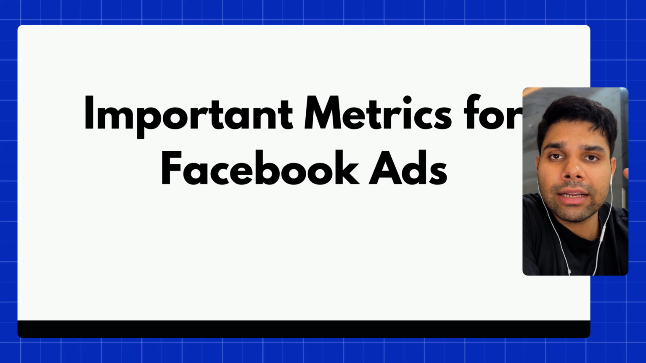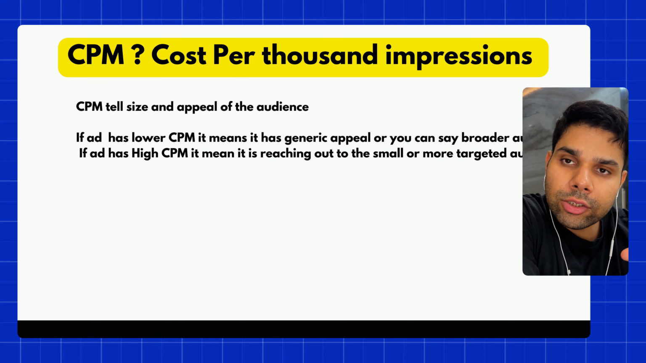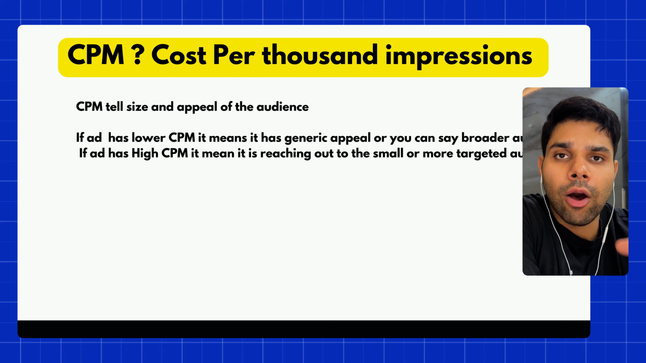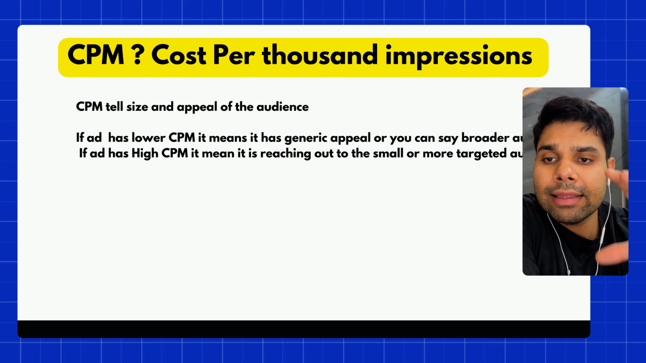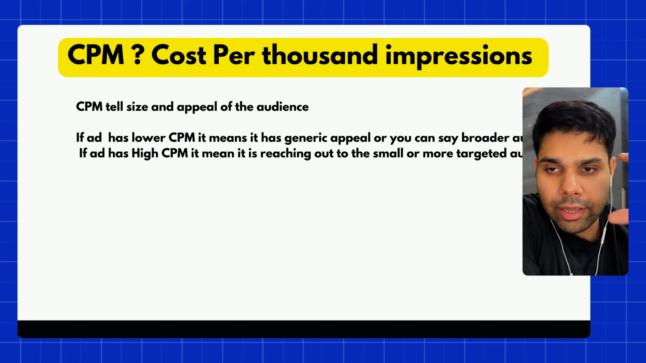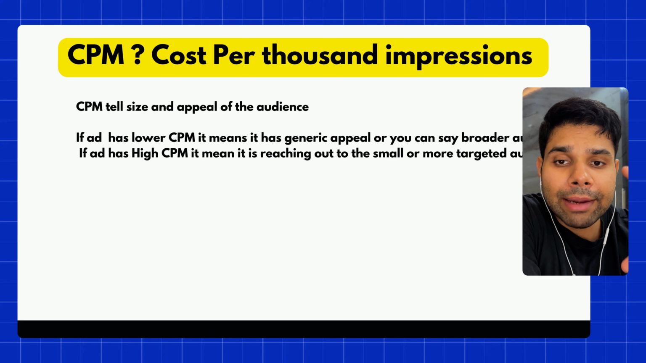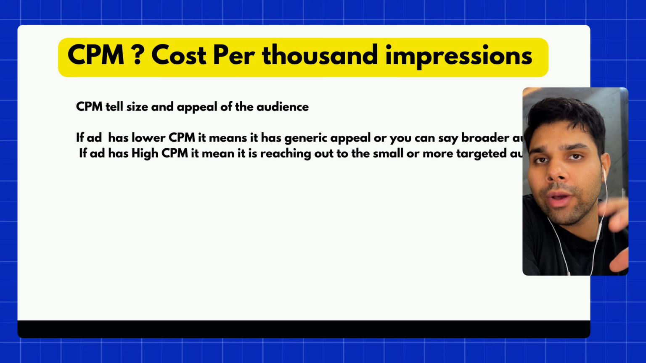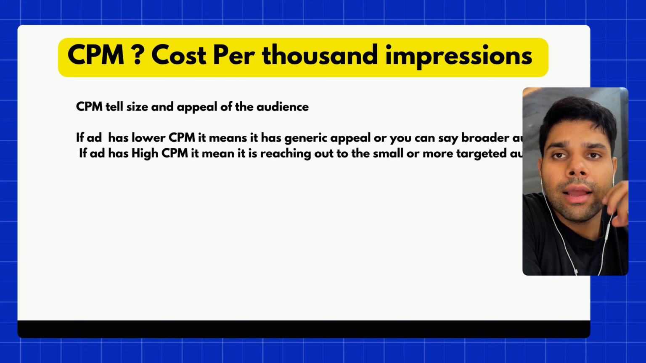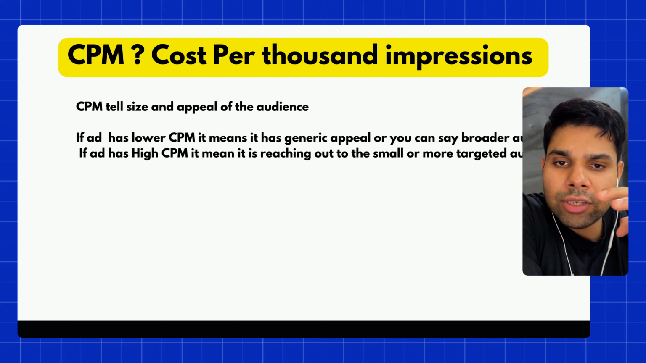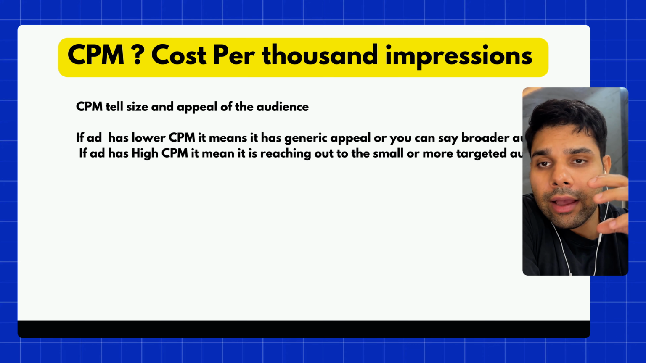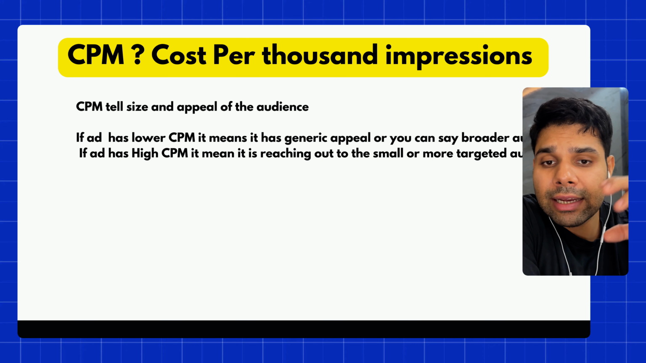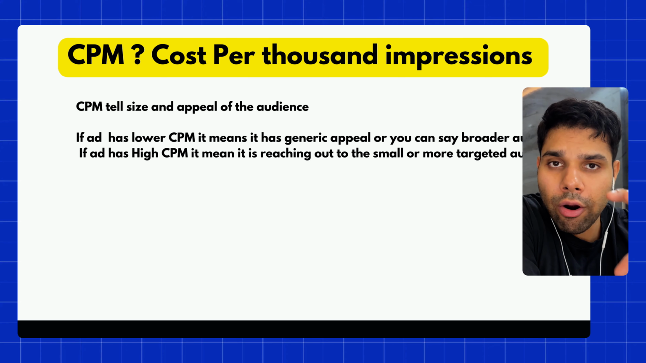Four important metrics for Facebook ads. First one is CPM, cost per thousand impressions. CPM tells the size and appeal of the audiences. If an ad has a low CPM, it means it has generic appeal, or you can say a broader audience, or it is reaching a very general audience, right? If an ad has a high CPM, it means it is reaching a small or targeted audience.